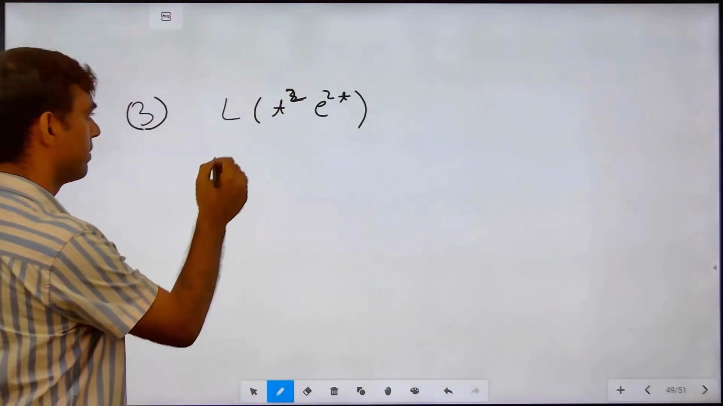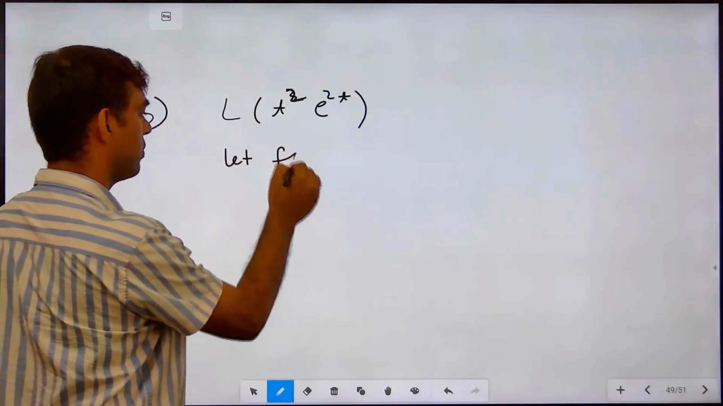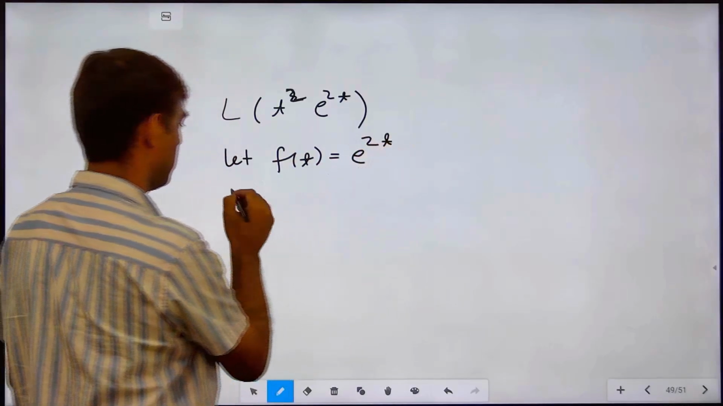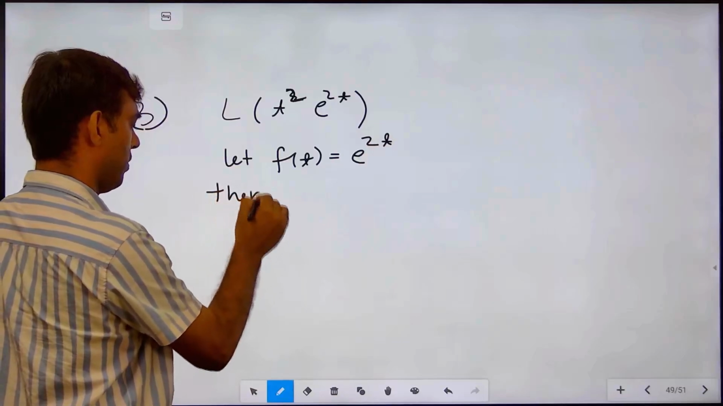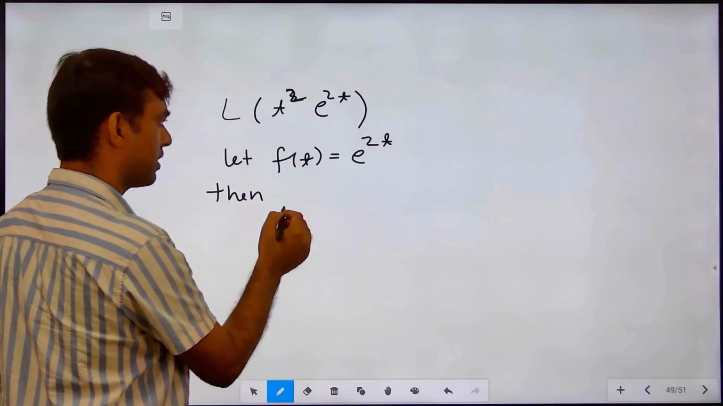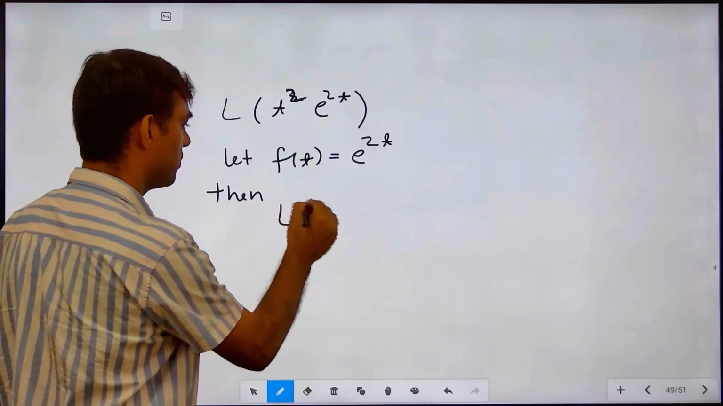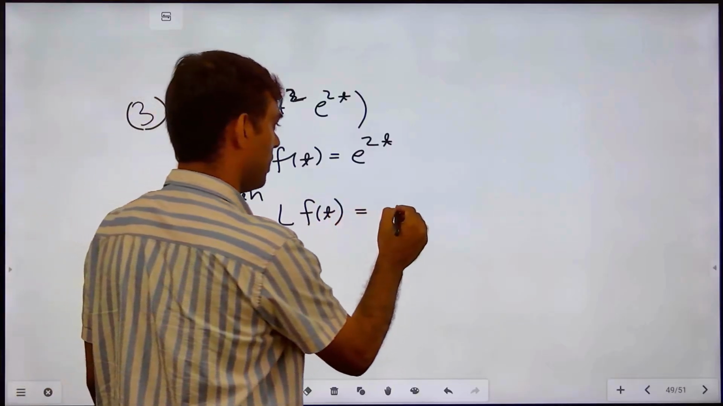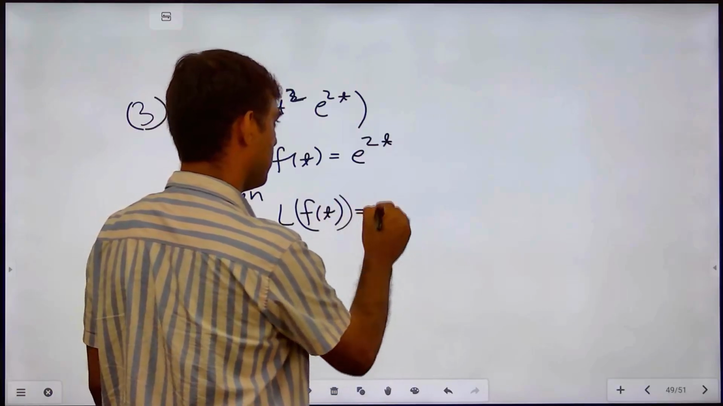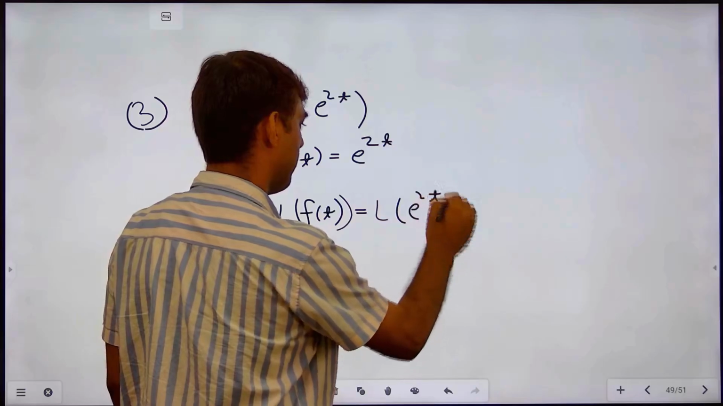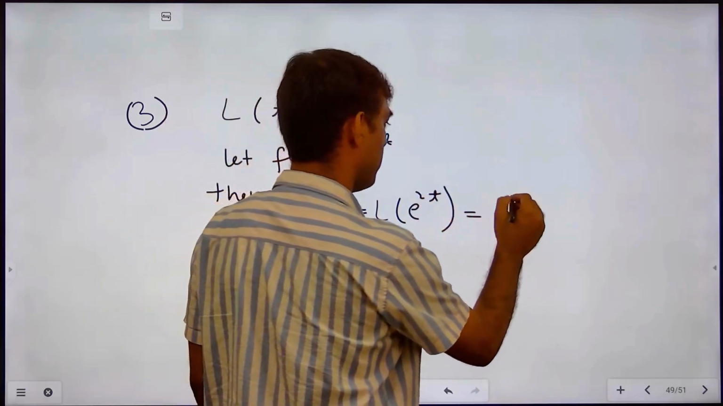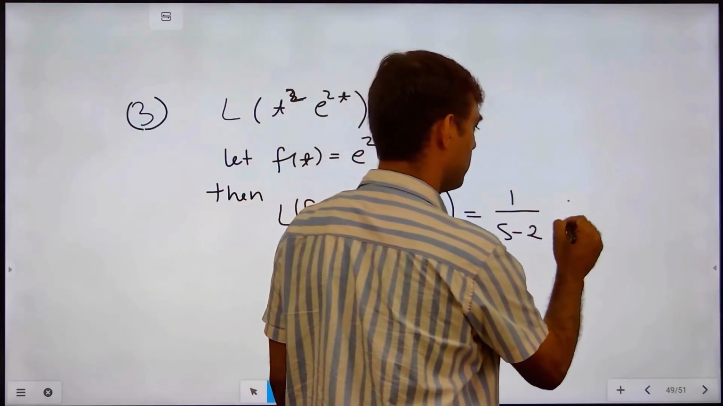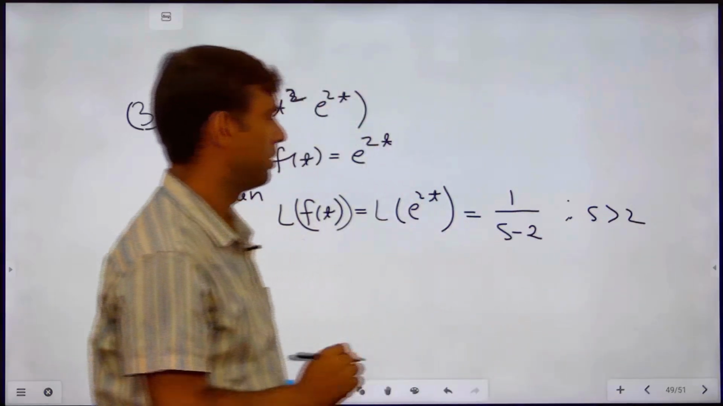So here again let f(t) equal e to the power 2t. Then using the Laplace transform of an elementary function, the Laplace transform of f(t) is the Laplace transform of e to the power 2t, and this one equals 1 upon s minus 2, provided s is greater than 2.